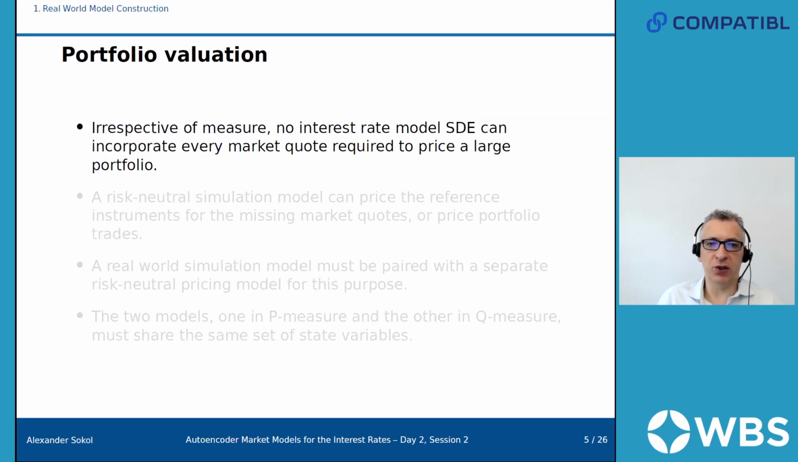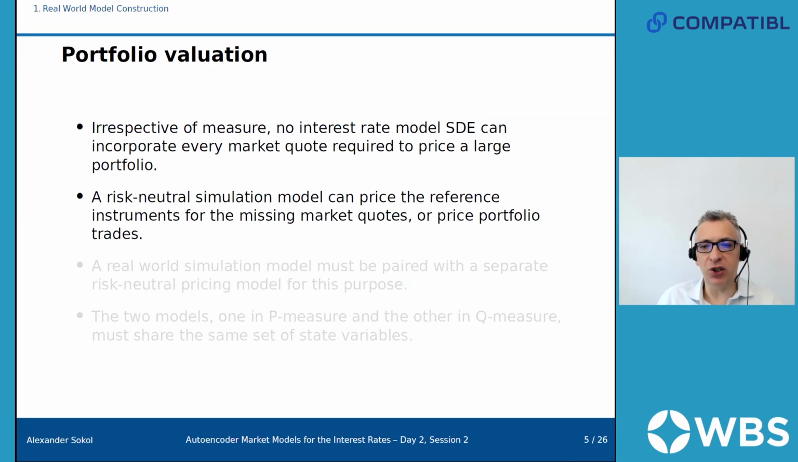So if you're going to price a callable swap, the Nelson-Siegel real-world model will not tell you the volatility that you need to use, right? And you should not be using today's volatility with a future higher or lower yield curve. So irrespective of measure, no interest rate model can incorporate every market quote directly, right? Even if it incorporates the entire yield curve shape, it will not incorporate the volatility.